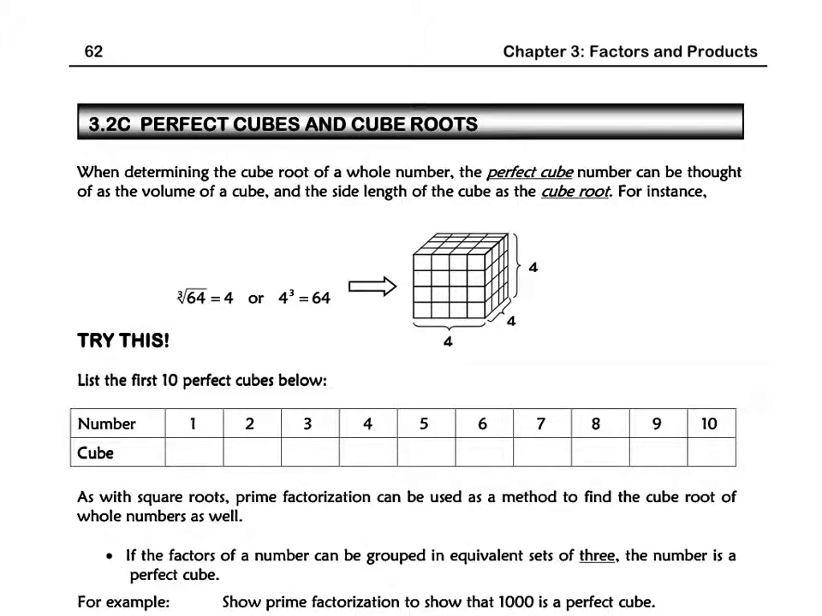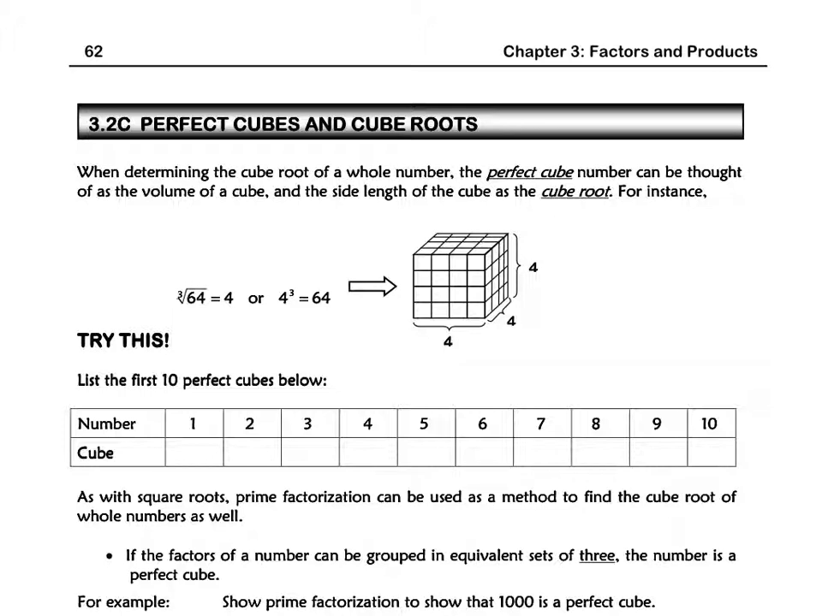All right, so the next part of section 3.2 is on perfect cubes and cube roots. Similarly, when we did the square roots, we thought about the number that we're trying to find the square root of as the area of a figure, and then the side length would be the square root. So when we get into cube roots, we're basically talking about things that are multiplied by themselves 3 times. So we can relate that to the volume of a cube. And the volume would be the number that we're trying to find the cube root of, and the side length of the cube would be the cube root of that number.